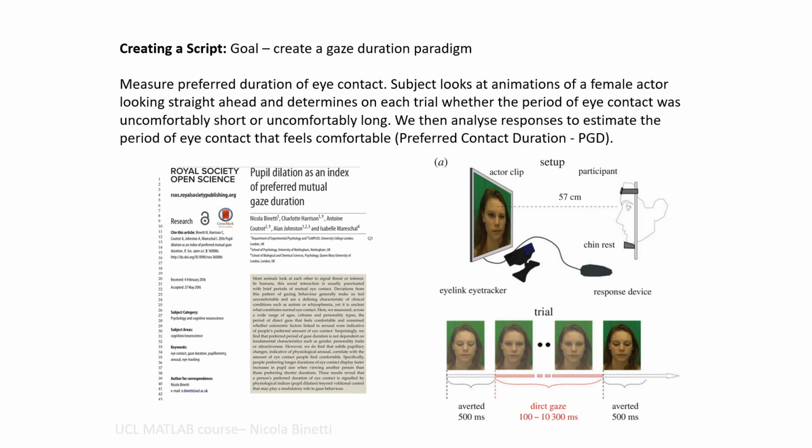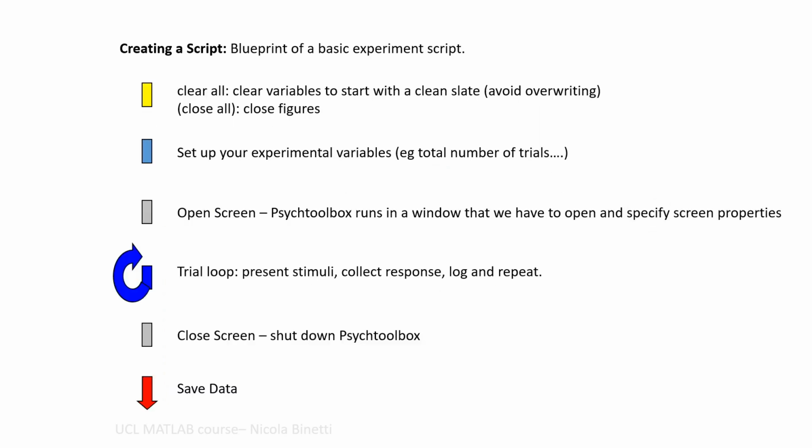So the way you have to think of this is by breaking it down into small components, and then you tackle them one at a time. Then you compose these into the big picture, into your full-fledged experiment. So let's start by talking about a basic blueprint of an experiment script.